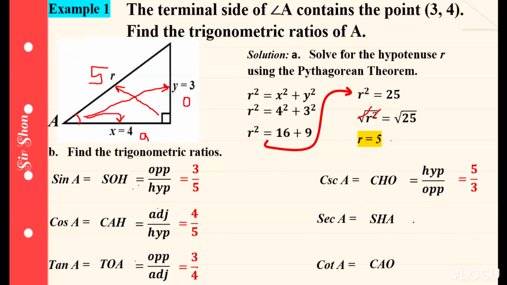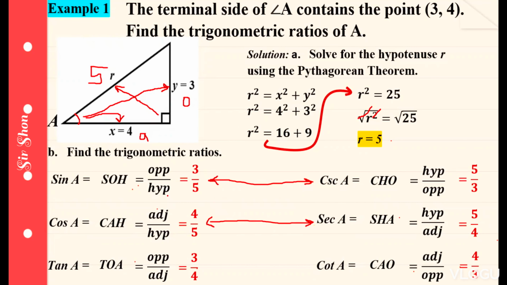Now, let's proceed to secant. For secant A, the formula is CHA, or secant equals hypotenuse divided by adjacent. Our hypotenuse is 5 and our adjacent is 4. So 5 over 4. For cotangent A, the formula is COW, or cotangent equals adjacent divided by opposite. Our adjacent side is 4 and our opposite is 3. Therefore, cotangent A is 4 over 3.